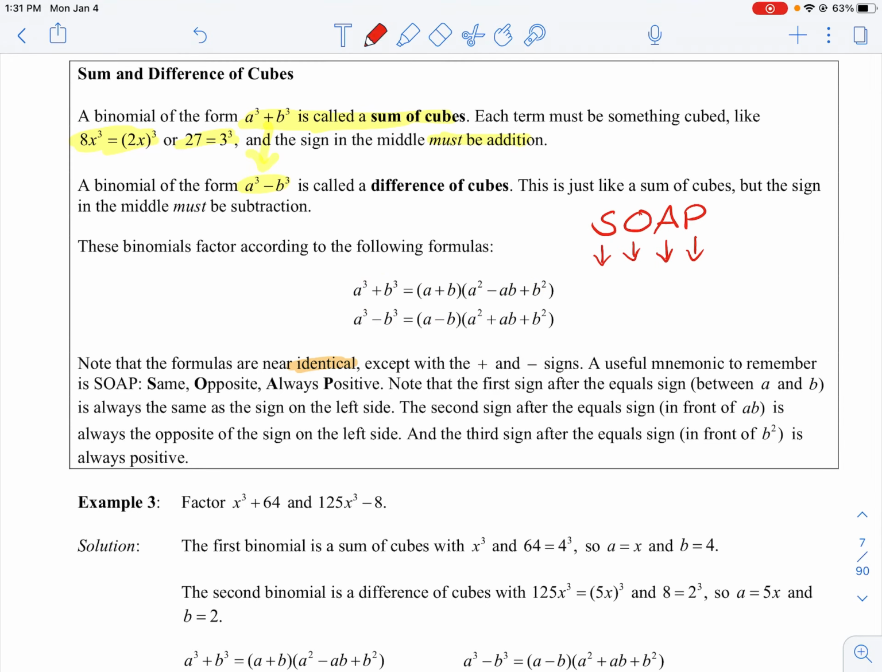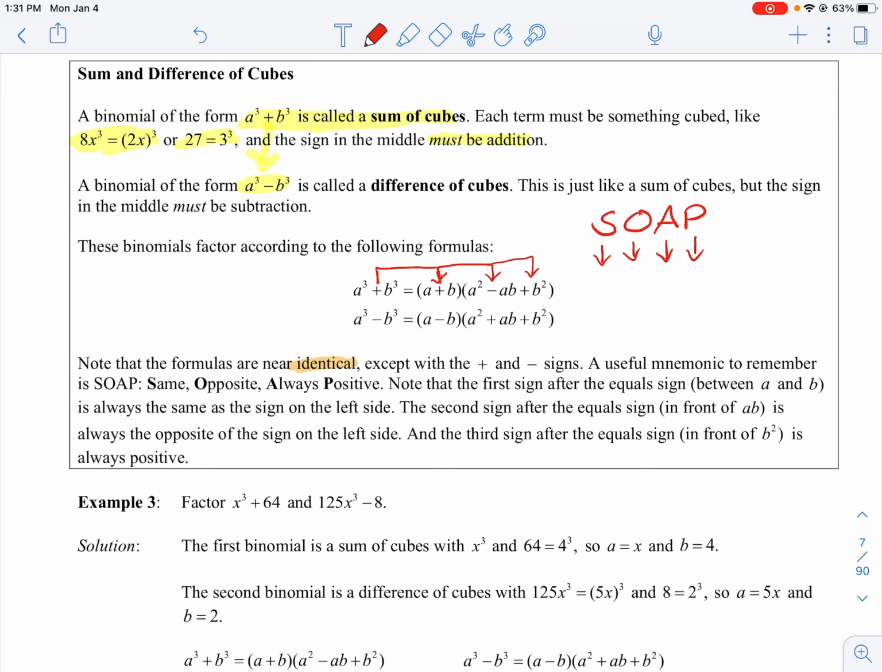For a cubed plus b cubed, it uses a positive in here, right? So this is when we say the same. Technically, if the problem has a plus in the middle, the factored form would also have a plus in the middle. So that's the same, the opposite of it, and this is always positive.